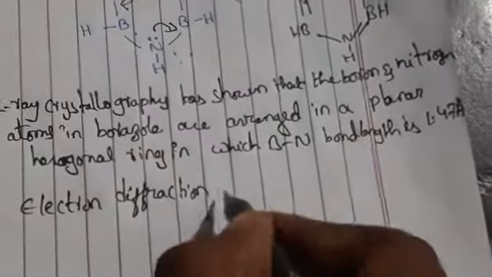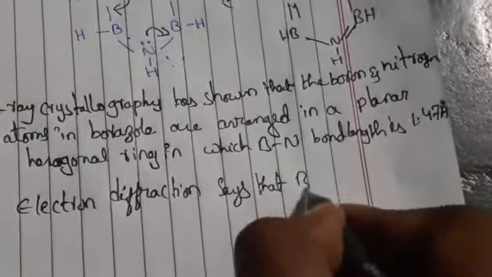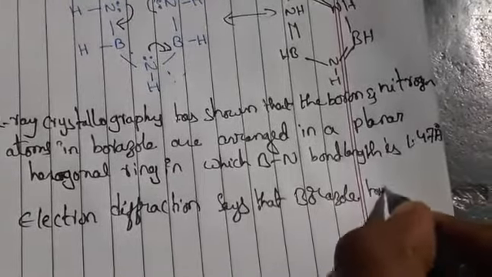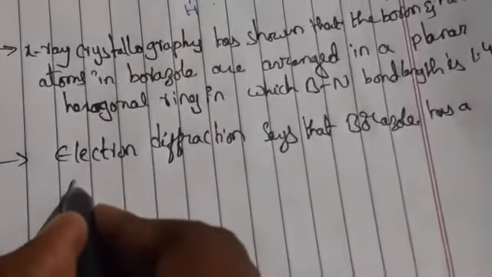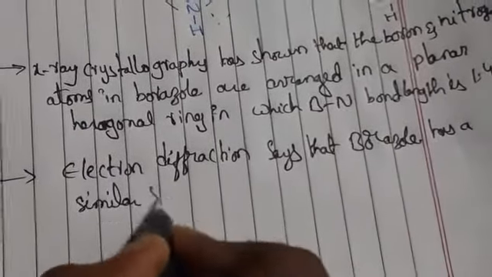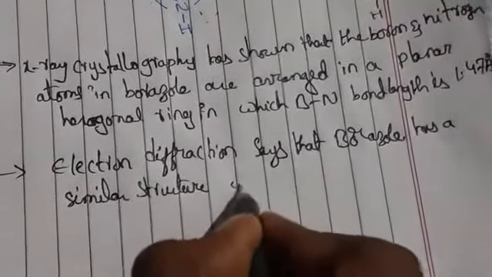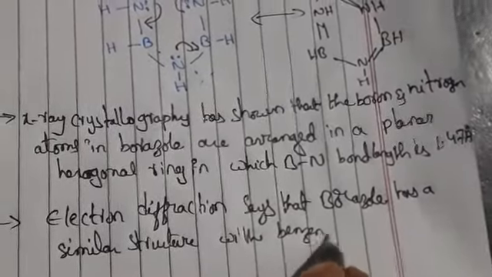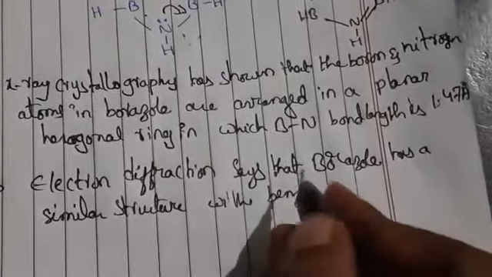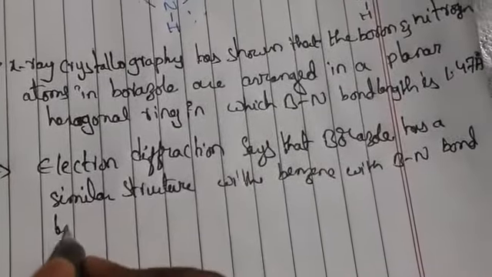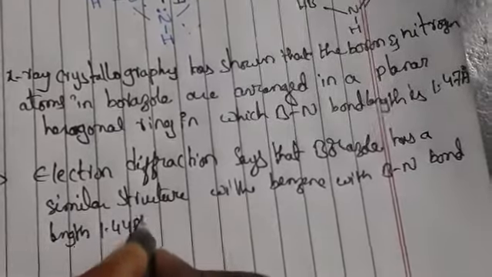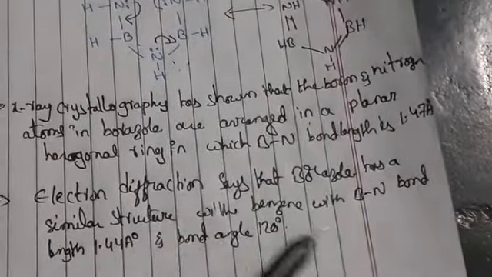What has the electron diffraction data confirmed? So electron diffraction says that Borazole has a similar structure with benzene. If you take benzene, the structure is the same. Yes or no? So what is the bond length? With BN bond length 1.44 angstroms and bond angle will be 120 degrees, we can say. So means what? Here also 1.47, almost the bond length is the same.